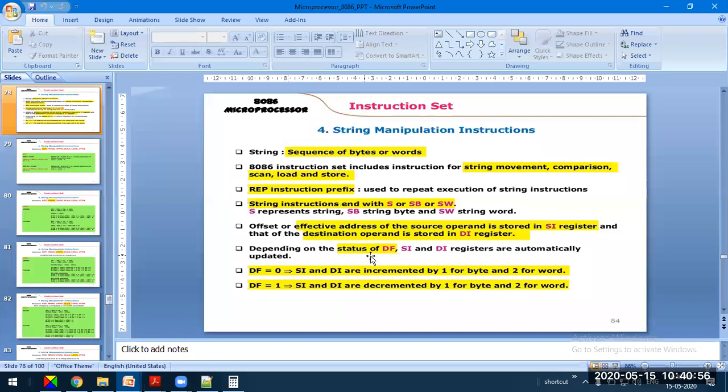Depending on the status of DF, the direction flag, which is part of the flag register of 8086, the SI and DI registers are automatically updated. Updated means whether they are incremented or decremented, and that depends on the DF flag. If DF is 0, SI and DI, the source index and destination index registers, are incremented by 1 for byte and by 2 for word data. If DF is 1, SI and DI are decremented by 1 for byte and by 2 for word string operations.